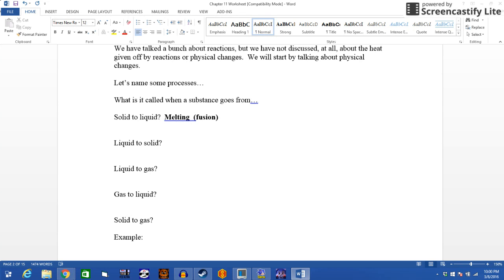Liquid to solid is known as, well, freezing, but it also has a more technical name, which you might see used, that is solidification.